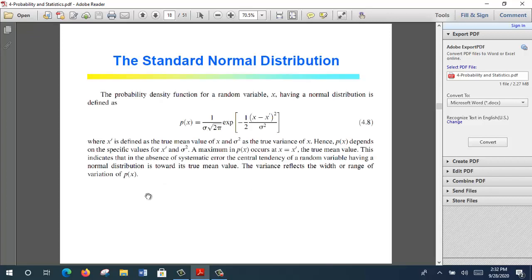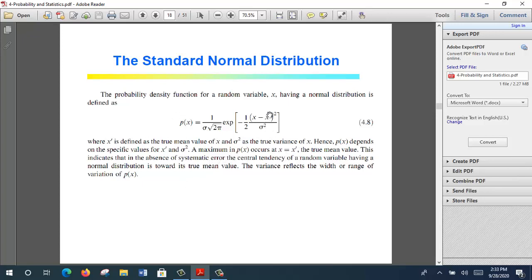Okay, so we just continue. Now we go to the standard normal distribution. Okay, the PDF, the probability density function, for a random variable x. Please remember that having a normal distribution is defined by this. So this is the general formula for the PDF, where x prime here is defined as the true mean value of x, and sigma square is the true variance. Px depends on the specific values of x prime and sigma square. The maximum of Px occurs at x equal to x prime.